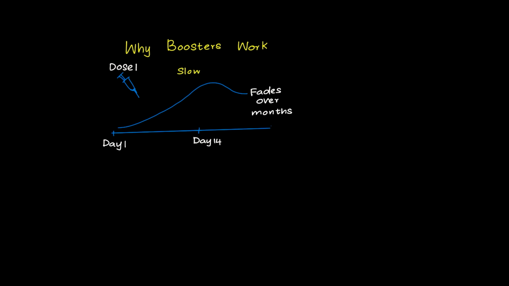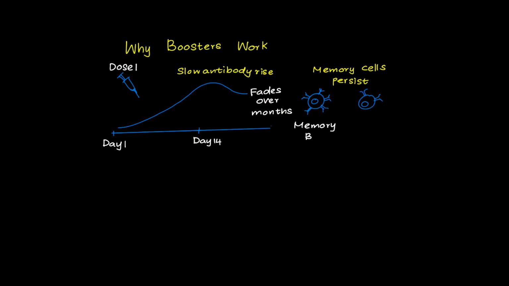But during that first exposure, the body creates memory B cells and memory T cells that live for years. When the second dose arrives 6 months later, memory cells recognize the antigen almost instantly. They activate and multiply far faster than the first round. Antibody levels climb higher and sooner, sometimes within days instead of weeks. This is why two-dose vaccines produce stronger and longer-lasting protection than single doses.